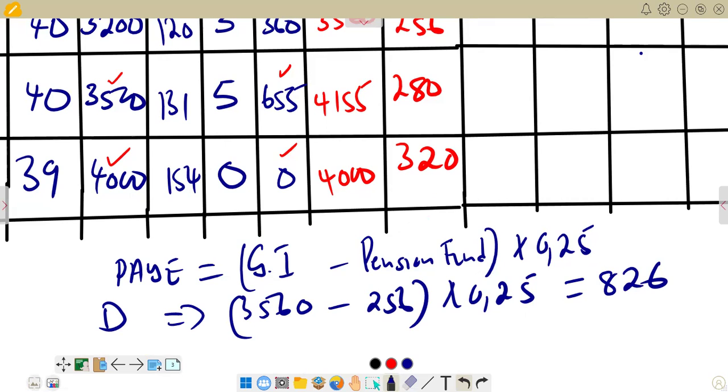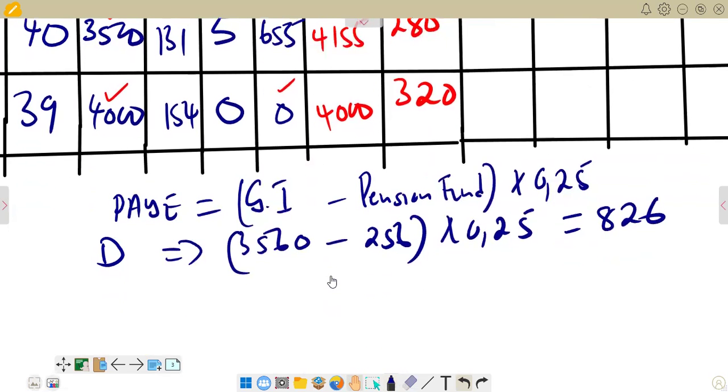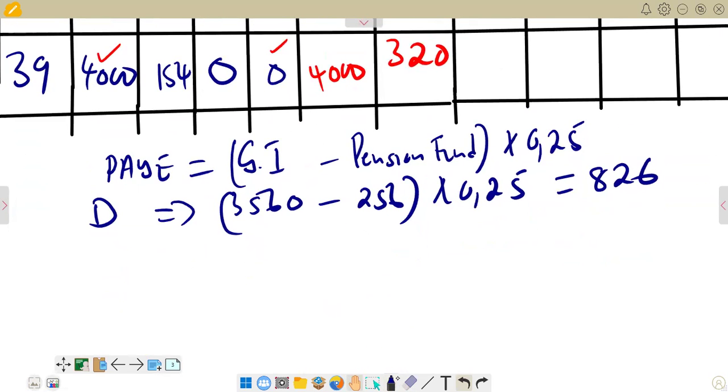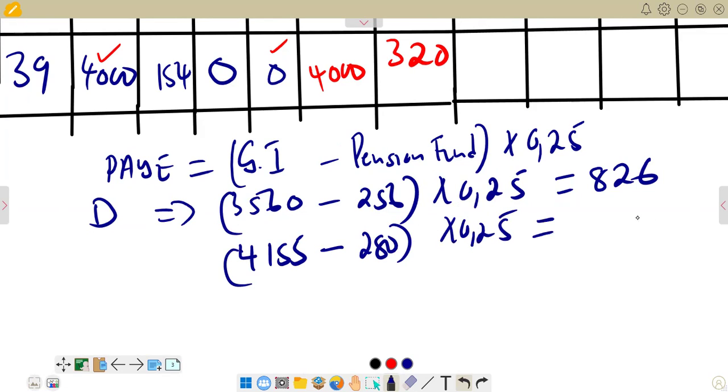Then we go to the second one. Remember, for the second one, the gross income that we got there was 4,155. Then we subtract the pension fund that we got there, which was 280. Then the answer that we get there, we multiply by 0.25. And then we are supposed to get 969.